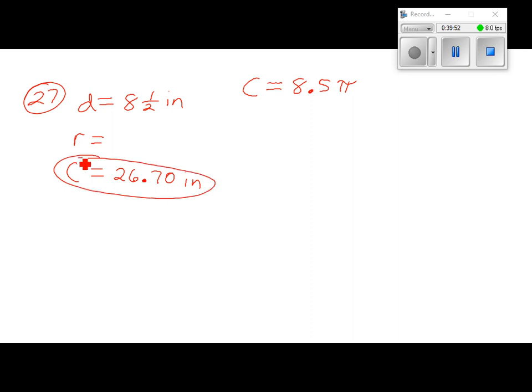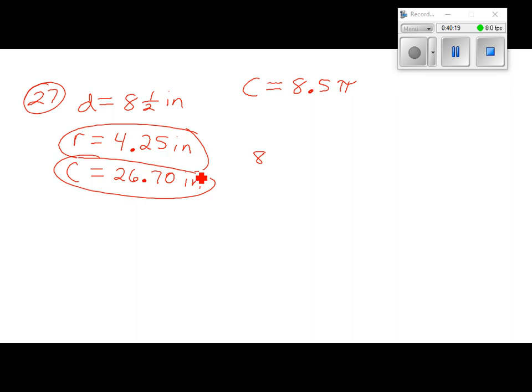How are we gonna find the radius? You divide that in half. Just take half the diameter. And I really wouldn't need a calculator for this, but what's half of 8? What's half of a half? 4.25. 4 and 1/4, or 4.25, either way, I would accept that answer. Those are your two answers.